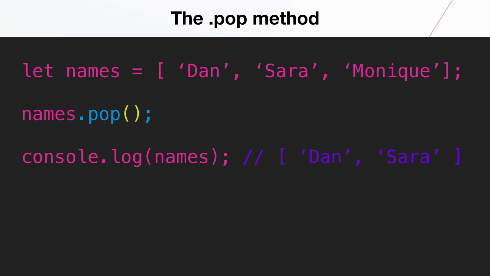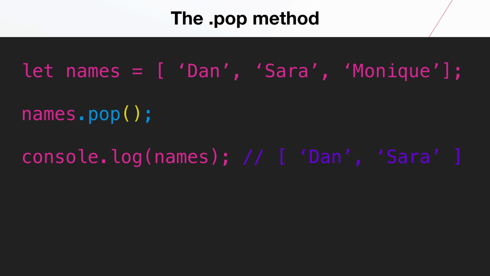And note here that we don't put anything in those parentheses because pop doesn't need any data. It doesn't need to know what you're trying to pop because pop will always remove the very last item in the array. You can't put an index of what item you want to remove. You can't put the quote Sarah unquote in there. Pop doesn't care. You can put whatever you want in there and it doesn't care. It's just always going to remove the very last item in the array.